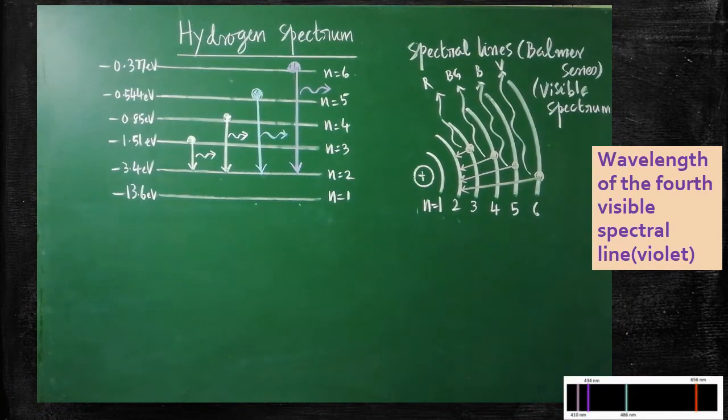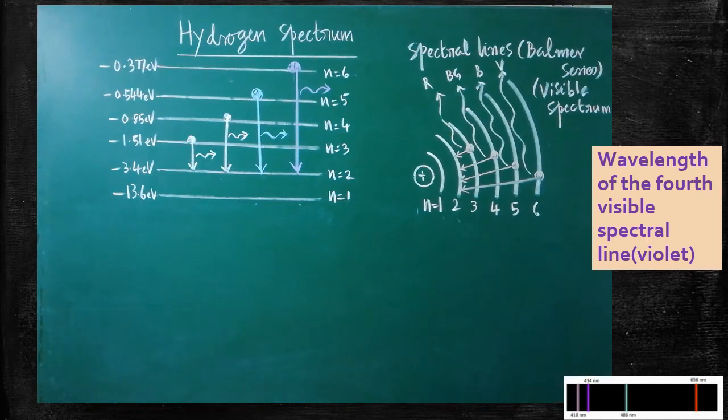Now we are going to see the last case, the emission of the last spectral line. This is also visible. Here the transition takes place from the 6th orbit to the 2nd orbit. The electron falls from the 6th orbit to the 2nd orbit, and by that time one spectral line is emitted. Are you clear? That one will be violet in color. So when the transition takes place, it emits a violet color photon.